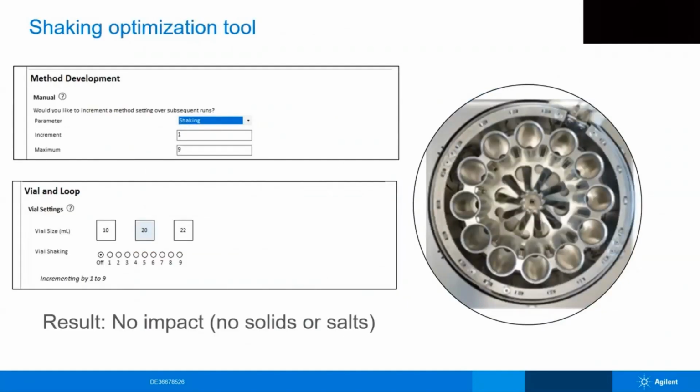And the final manual optimization tool is shaking. And for this particular application, shaking had no impact, but I wanted to go through the screens to show you what that might look like. So you would want to make sure that you have your vial size correctly set, and then I think you have to start at a shaking level of 1, and then you would increment by 1 level up to the maximum shaking value of 9.